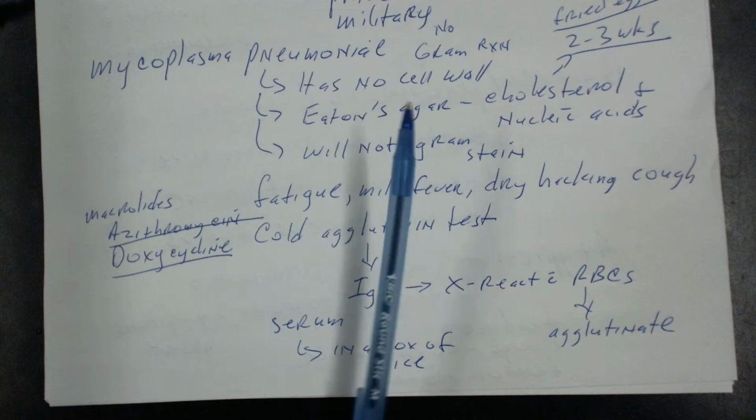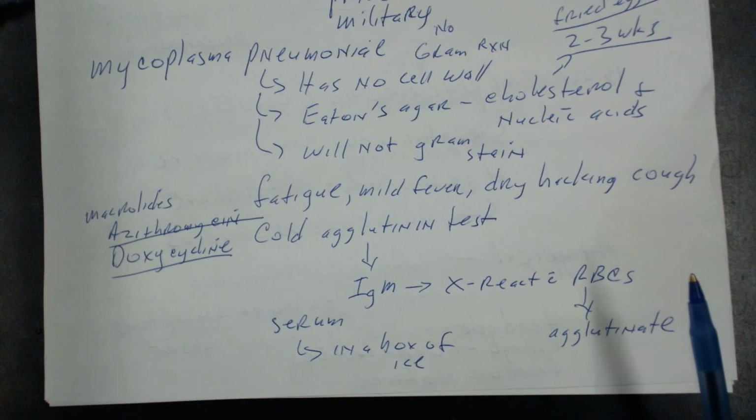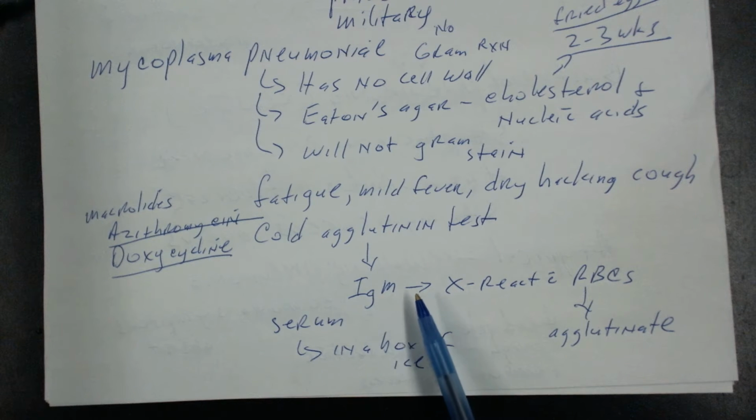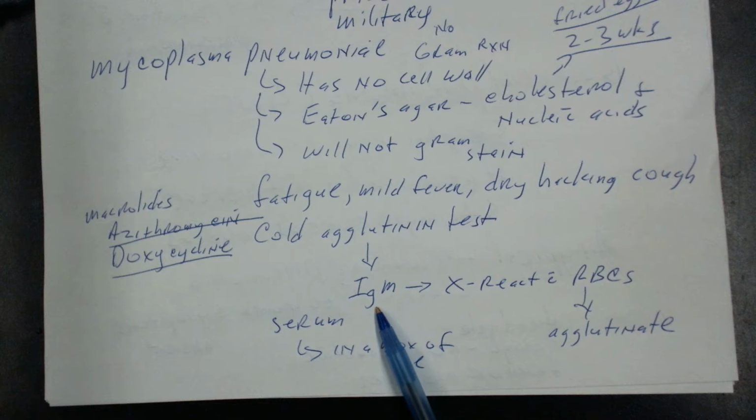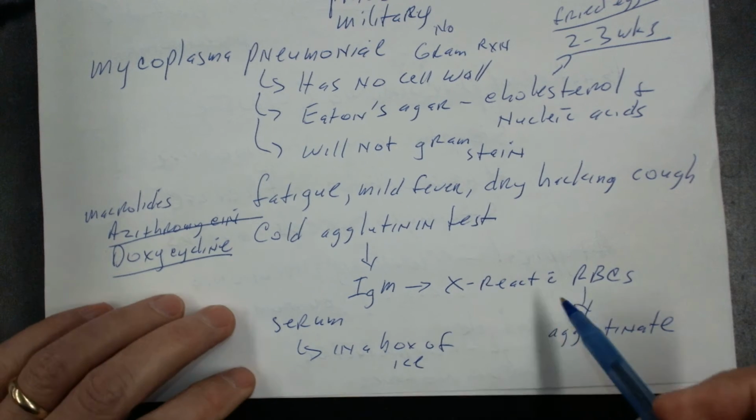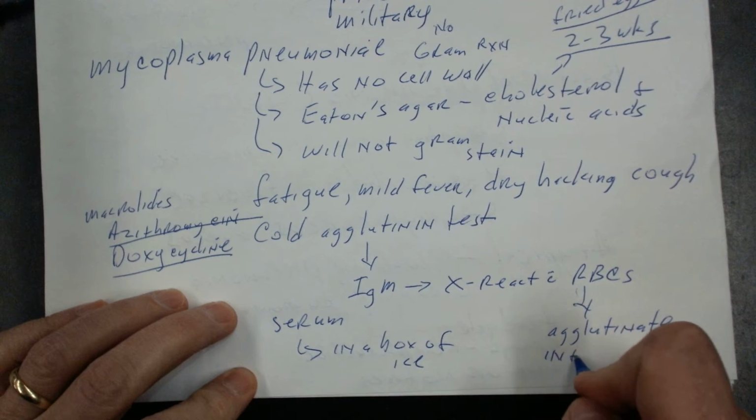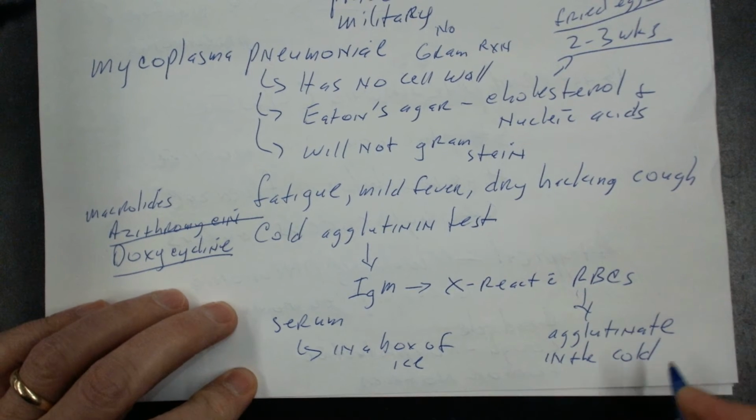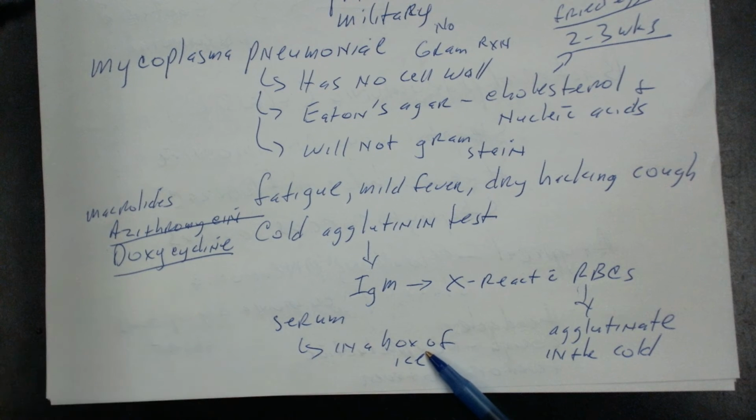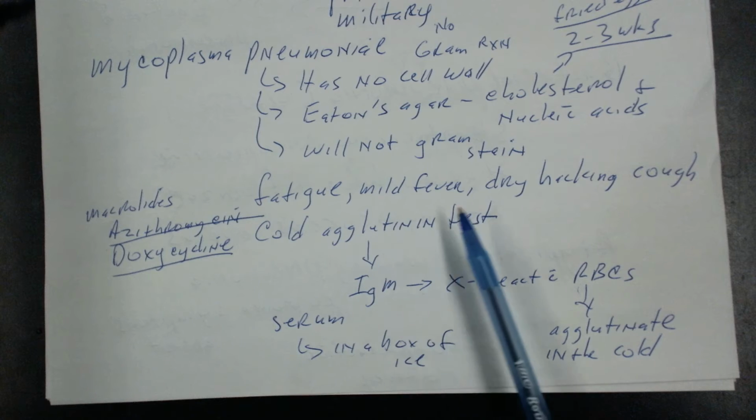Because this organism has no cell wall, antibodies against the membrane tend to react to our own cells. So B cells produce IgM antibodies. They cross-react with red blood cells. They cause agglutination of red blood cells in the cold. So you take some blood from the patient, you put the test tube in a box of ice, and the blood will clump. You can do this test at the bedside. It's called a cold agglutinin test.